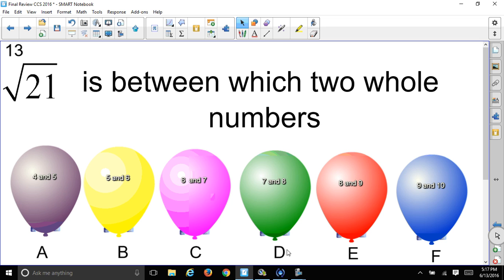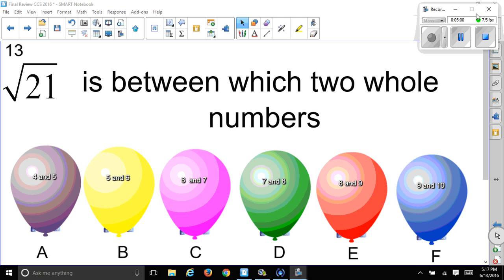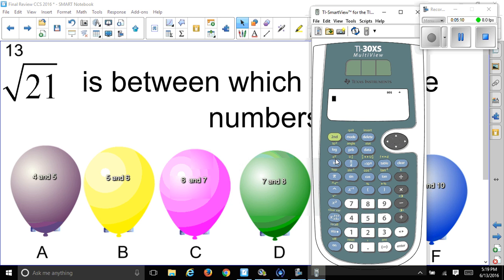The square root of 21 is between which two whole numbers? So let's pause for a second. Okay, now that I've got my calculator, we have to find the square root of 21. So let's type that in our calculator to see what two numbers it's between. First we'll find the value of it. So remember, press second, because the square root sign is above the x squared. So that's the square root button. Now we can type in our 21, close parenthesis, and press enter.